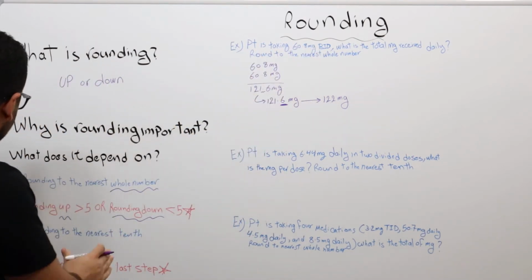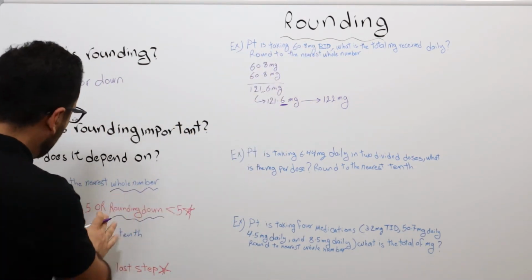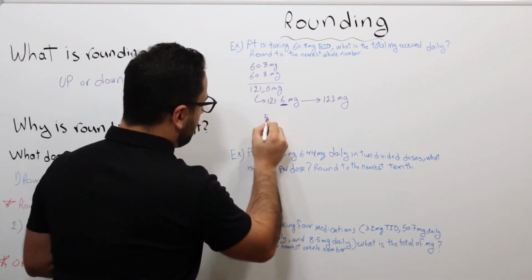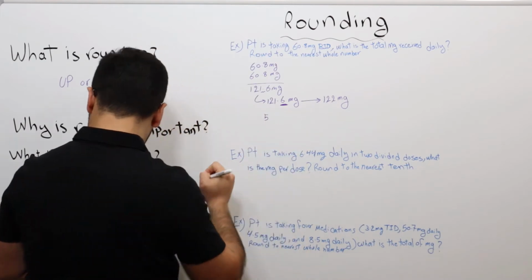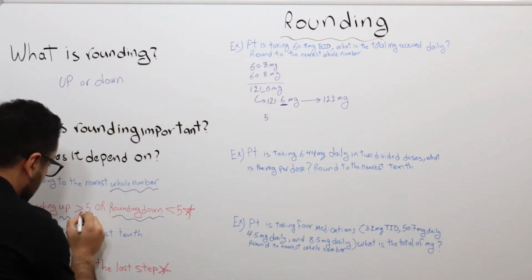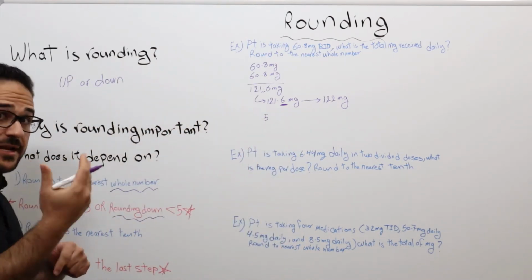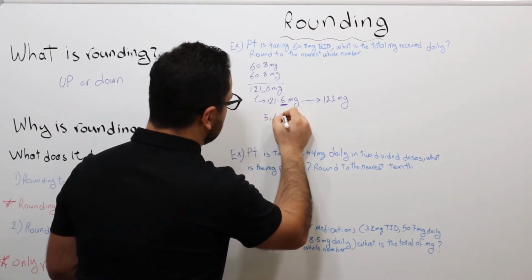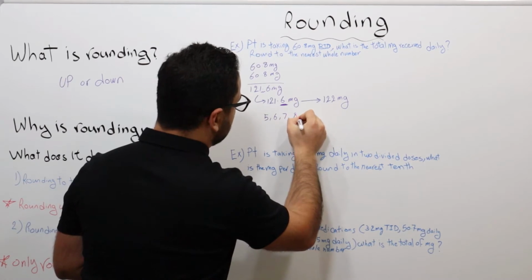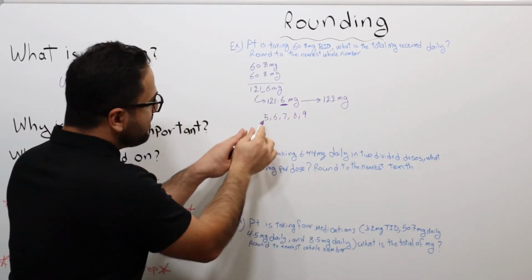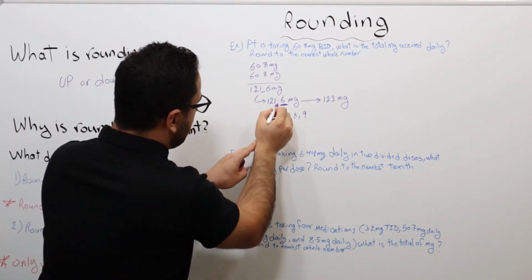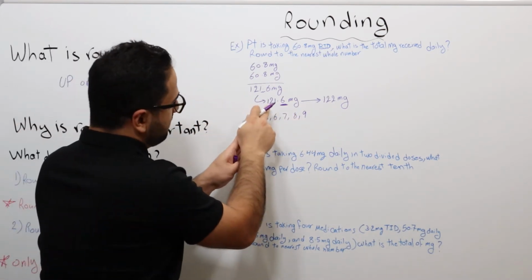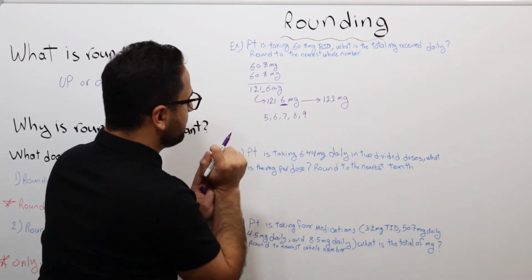So let me explain this rule again. What do I mean by higher than 5? Any number that is higher than or actually equal to 5 is going to go up. So 5, 6, 7, 8, and 9. Any of these numbers, if it's in the place where the 6 is over here, it's going to go up. So instead of 121, it's going to be 122.